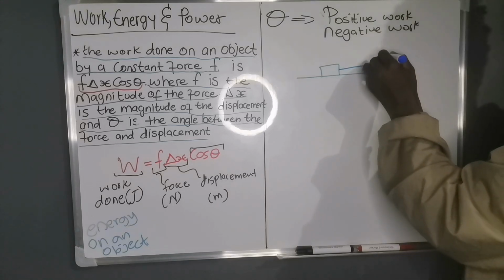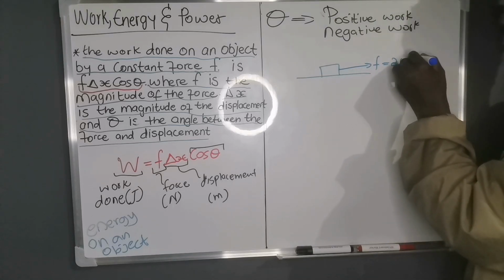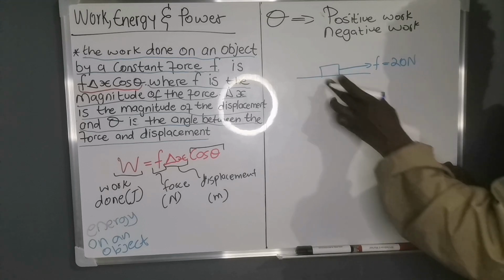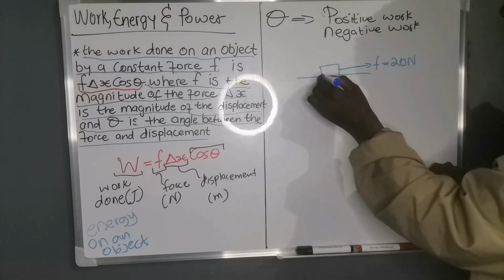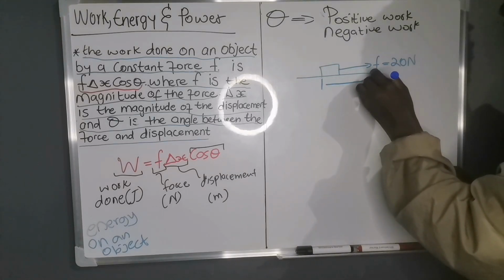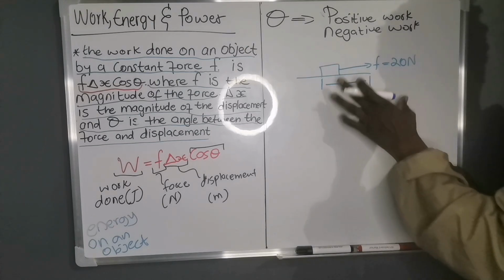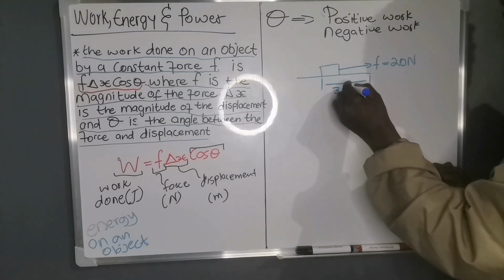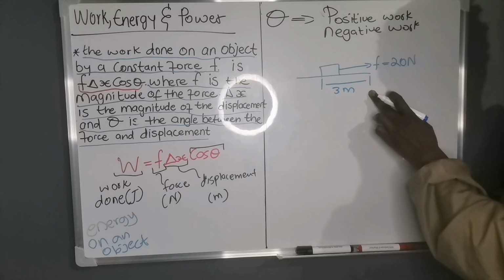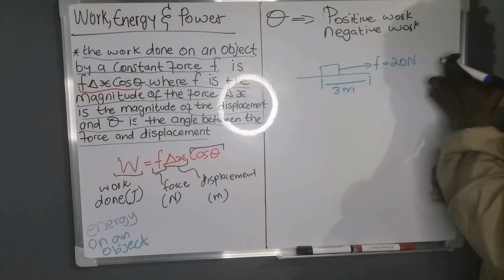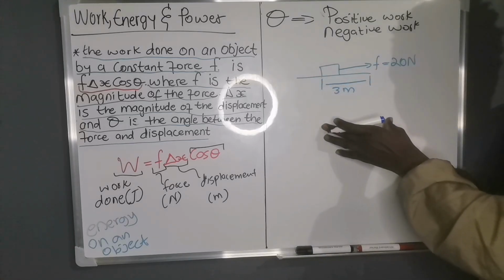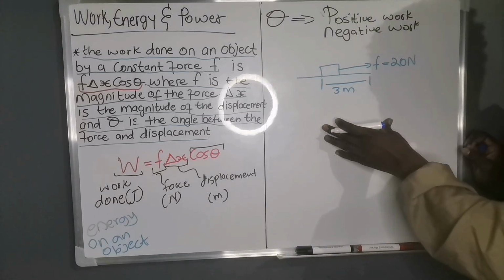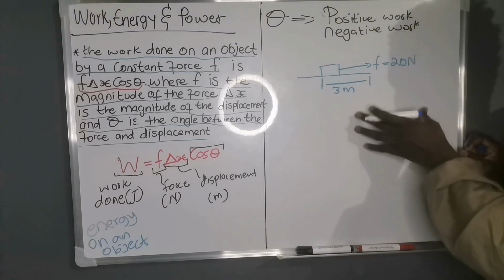A force is applied here. Maybe a force of 20 newtons is applied here. And this object moves from this point to this point. Maybe this object is going to move 3 meters from this point to this point. Now the force is applied on this box. Now the question will say: determine the work done by all forces acting on this object.